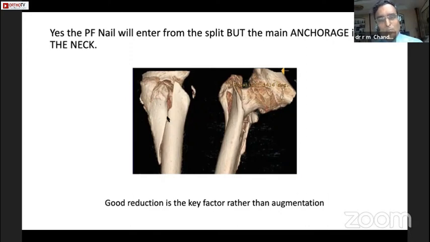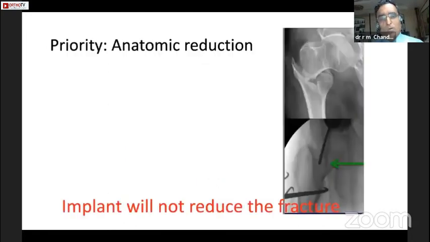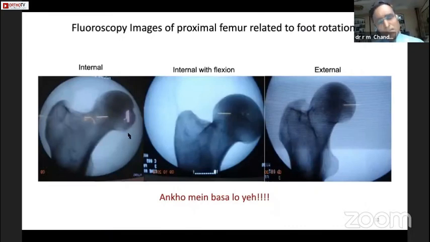We are making an entry point, and then the fixation is provided in the neck. If this area, these coronal splits, remain in position with the soft tissue tension, a good reduction is the key. The priority is obviously, as said, the anatomic reduction. And we need to understand three different views in our C-arm. This is the internal rotation view. This is internal rotation with flexion. And this is the external rotation view.